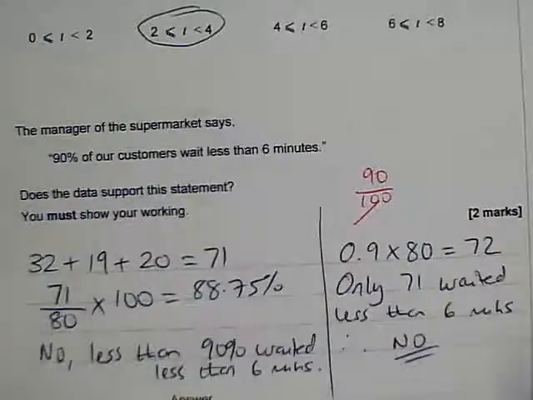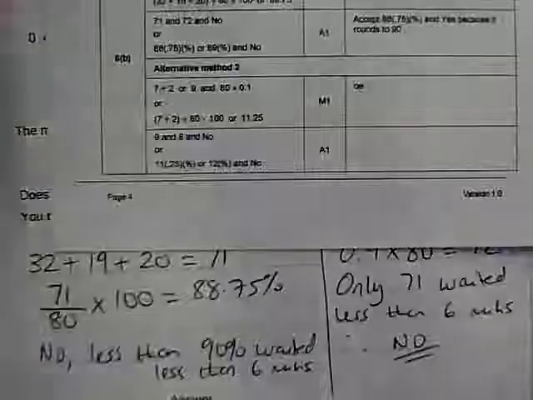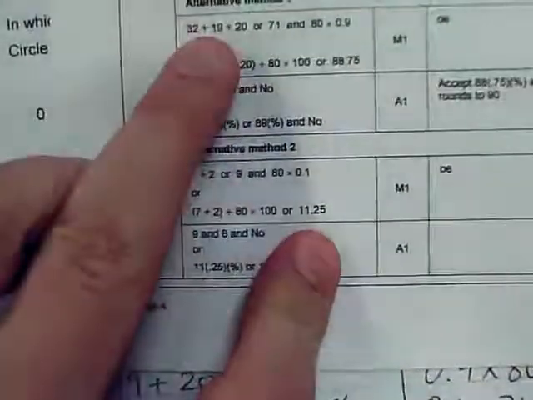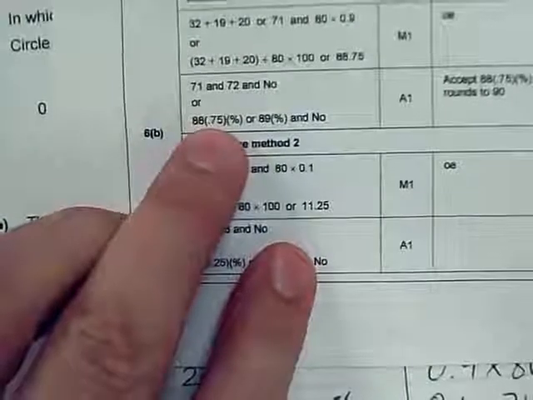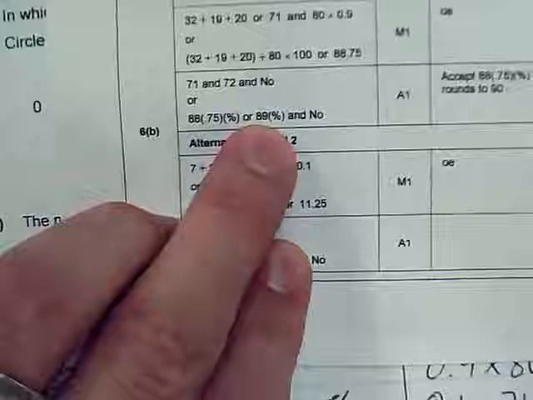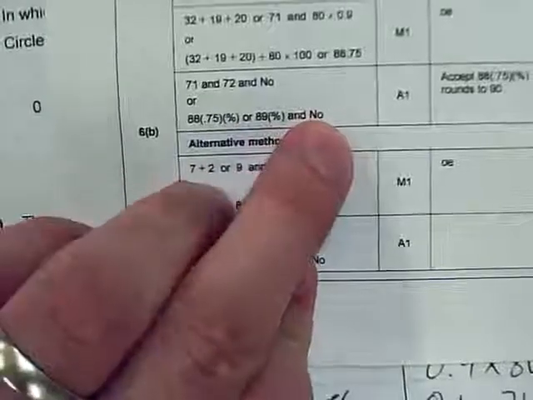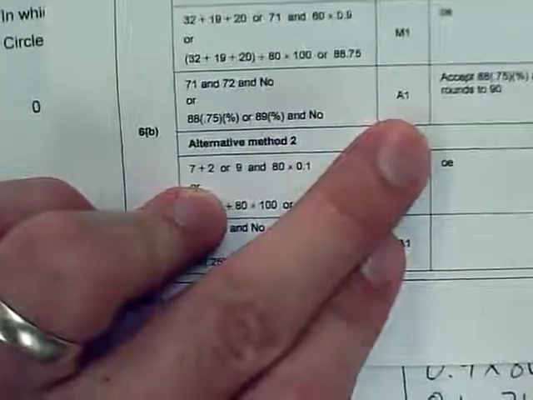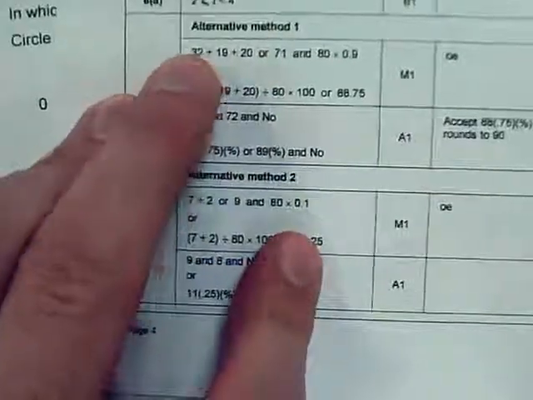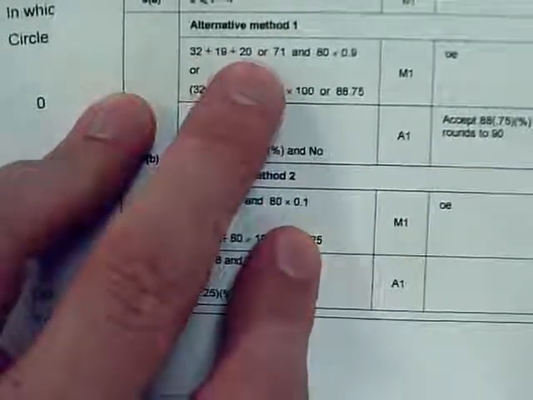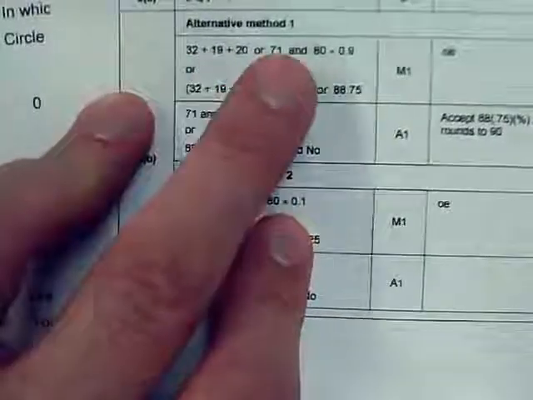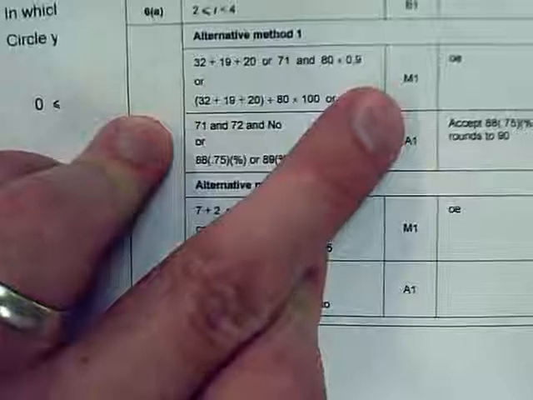Now in the mark scheme, to show you, this is what they're looking for to give you the mark. So if you get 88.75, or you could have rounded that, and you said no, then you're going to get your 2 marks. If you didn't show that, you're going to need to show your method to get the mark. So we need to show 32, add 19, add 20, or you could have written the answer 71. The examiner needs to see either of these two to get the method mark.